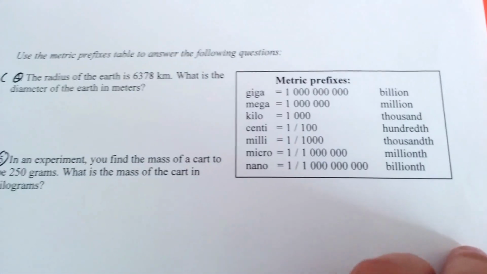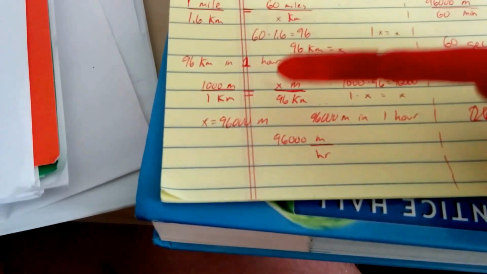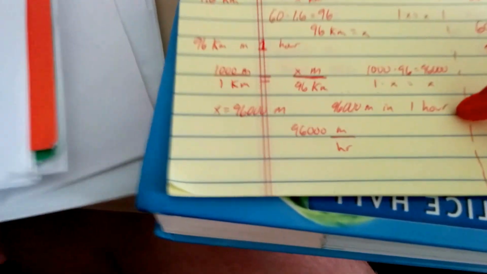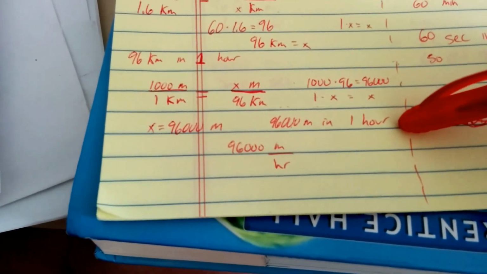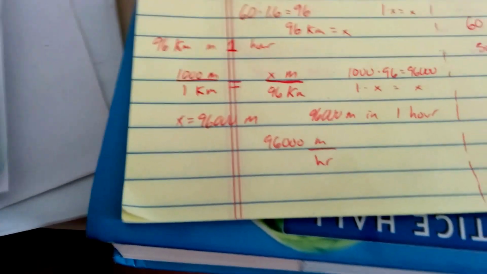I know that there's 1,000 meters in 1 kilometer, and I know this information from the table that's given on the first page. Kilo means 1,000. So 1,000 meters is 1 kilometer, and I set that equal to X meters over 96 kilometers. I can cross multiply and solve for 96,000 meters, which means in 1 hour I'm traveling 96,000 meters, but it's not quite the final answer because I want to turn that into meters per second.